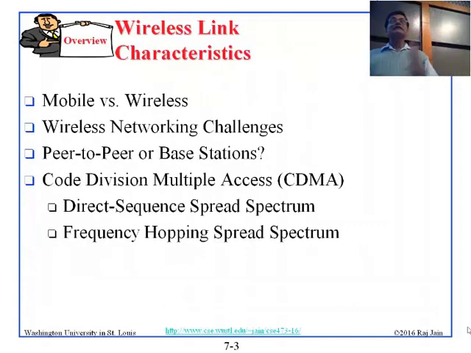So there are several sections in the book and we are going to go section by section. The first section is what makes wireless difficult and how we handle it. We will talk about what is mobile versus wireless, what the challenges are, why we need base stations, and what CDMA is.